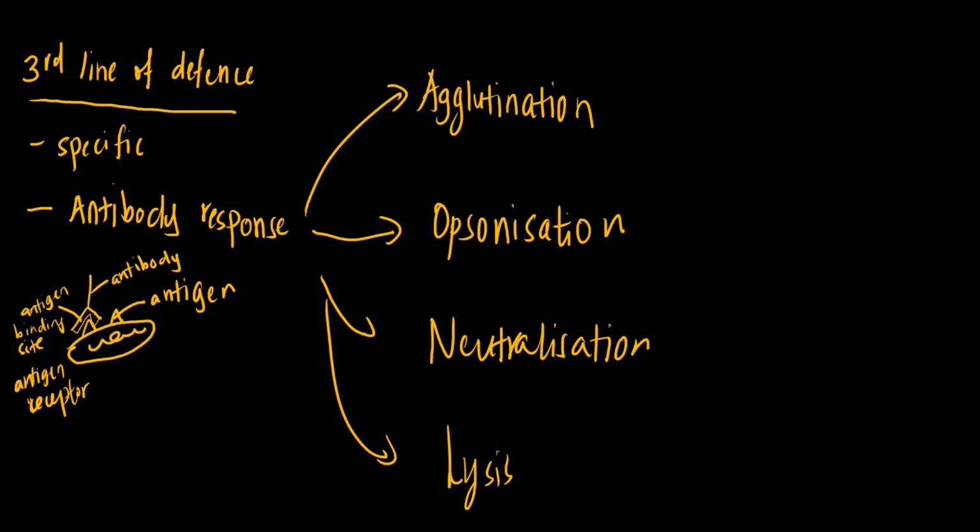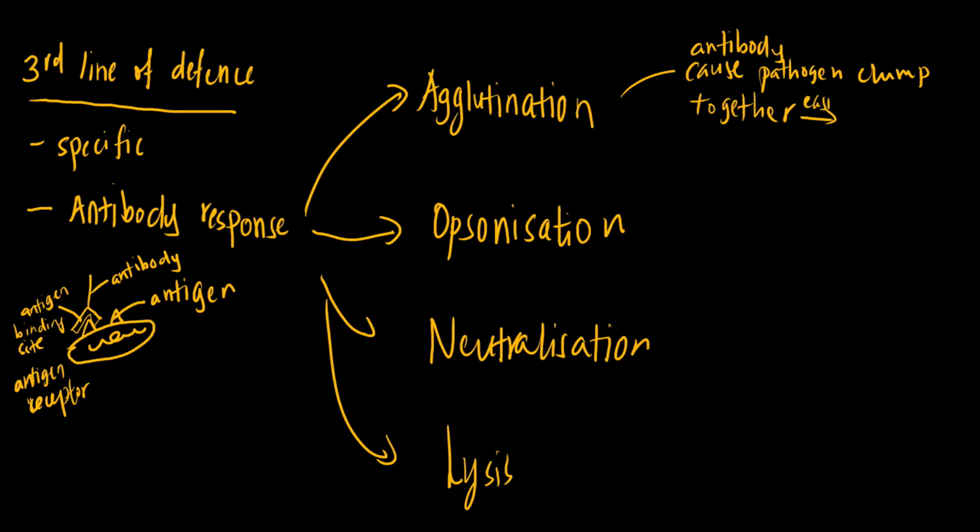Let us look at the different mechanisms here. In agglutination, what does the antibody do? It will cause the pathogens to clump together like this. You can see, they clump together. Why clump together? So it's easier for the phagocyte to destroy. Let's say this one is your bacteria. Remember, just now you got antigens, so all the antibodies will bind to it. They all clump together in this manner. All right, that is agglutination.